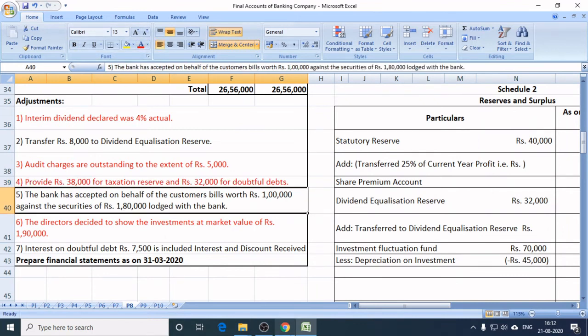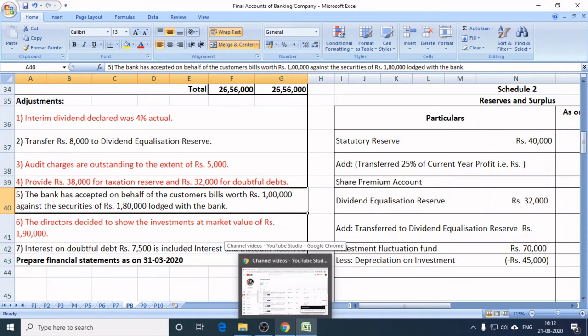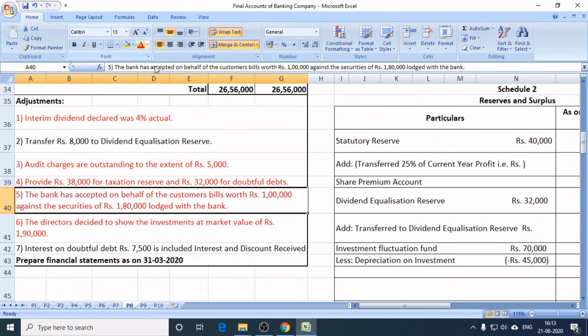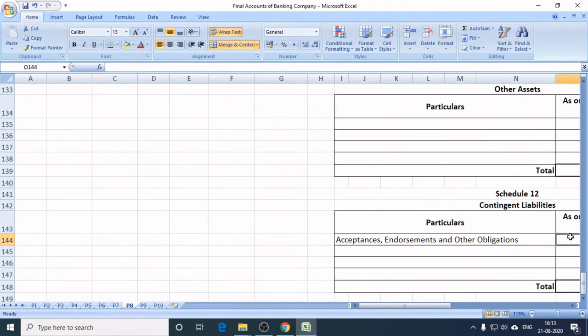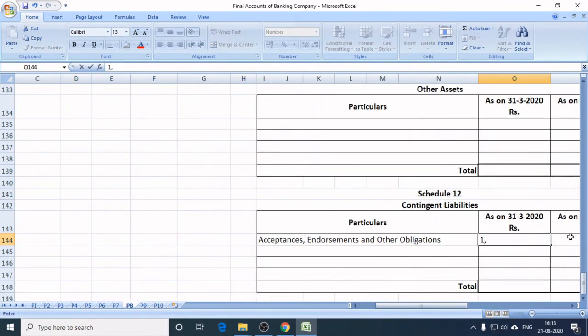The next is bank has accepted on behalf of customers bills worth rupees 1 lakh against the securities of rupees 1,80,000 lodged with the bank. Actually, it is bank's contingent liabilities. It is known as acceptances, endorsements and other obligation. It is bank's contingent liability जो जाएगा शेड्यूल नंबर 12 में. So schedule number 12, acceptances, endorsements and other obligation. The accepted value is 1 lakh. So 1 lakh rupees.